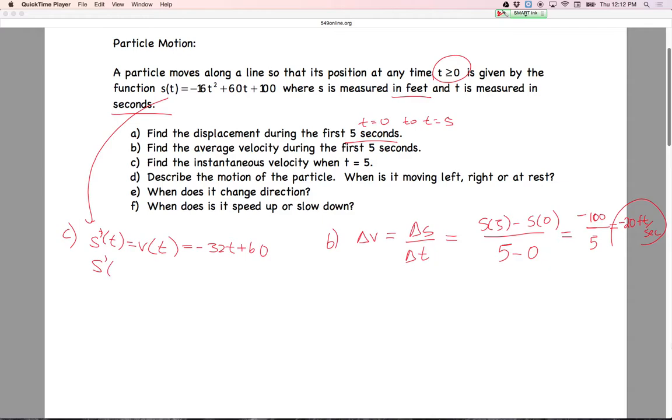So now we're going to calculate S prime of what? 5. We just plug in 5. Don't make this hard tomorrow. If you miss A through D tomorrow, you need to go home and cry. So we have a negative 100.